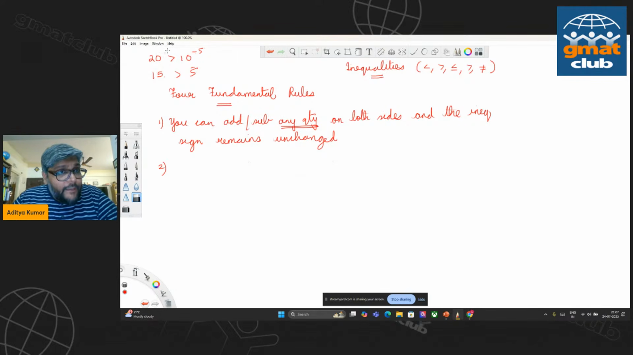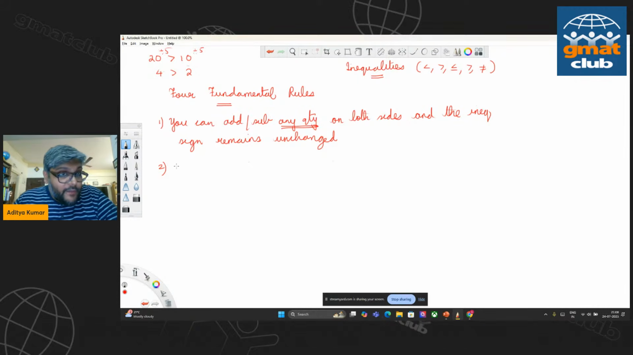Second, again, let's use a simple example. 20 is greater than 10. If I subtract 5, or let's multiply this time, right? If I multiply both sides of the inequality by a positive quantity, let's say 5, so 100 is greater than 50. So the inequality sign again remains the same. And if I divide both sides by 5, I'm going to get 4 and 2. 4 is still greater than 2.